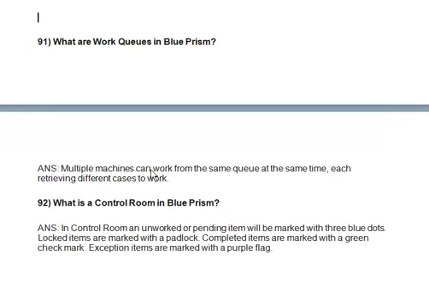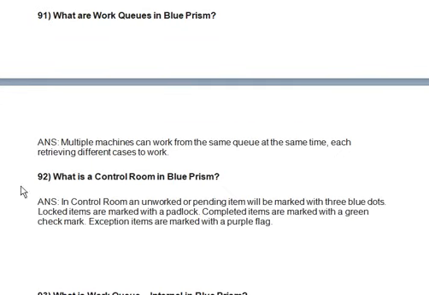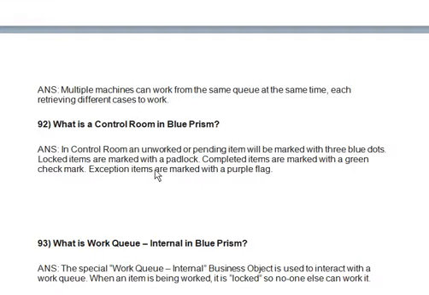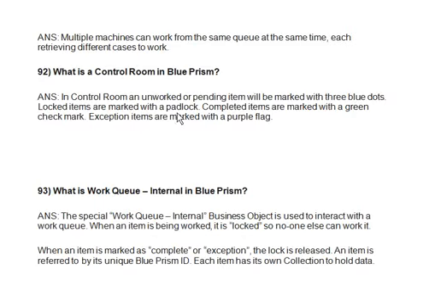So what are work queues in Blue Prism? Multiple machines can work from the same queue at the same time, each retrieving different cases to work. Yes, that is exactly right in the work queue definition. What is control room in Blue Prism? In control room, an unworked or pending item will be marked with three blue dots. Locked items are marked with a padlock. Completed items are marked with a green check mark. Exception items are marked with a purple flag.